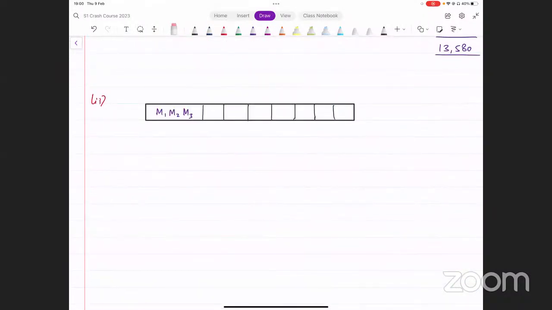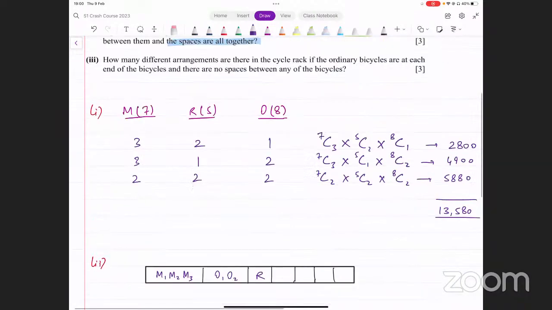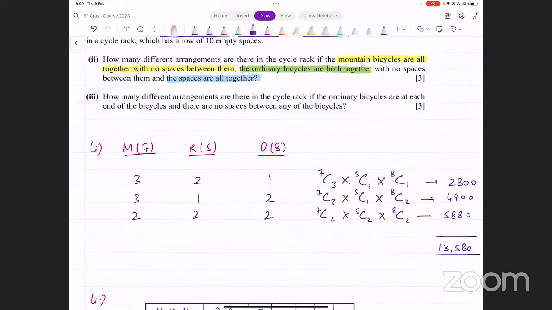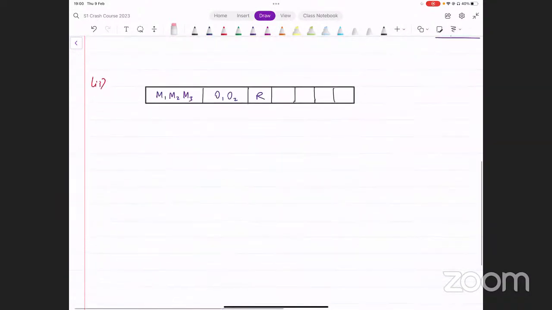Then you have 2 ordinary bicycles. They have to be together as well. So you merge 2 boxes and put ordinary bicycles there. You could have O1 and O2 for this. There are 2 ordinary bicycles here. They're also different. You have 1 racing bicycle that could come here. That's just 1 box because there's only 1 cycle. And there are 4 remaining spaces, and it says the spaces also have to be together. So for spaces as well, we should have 1 single box.